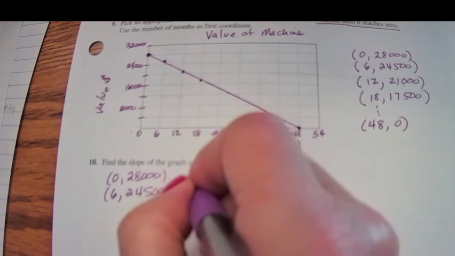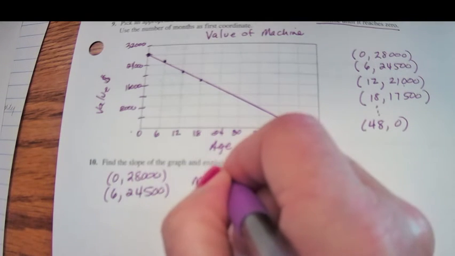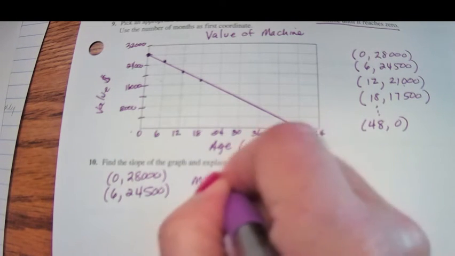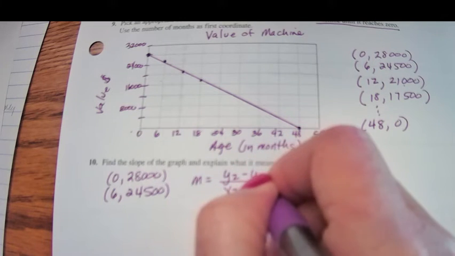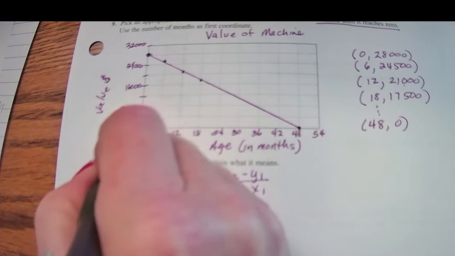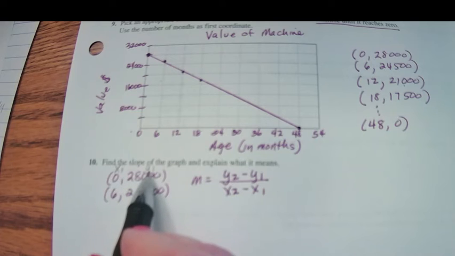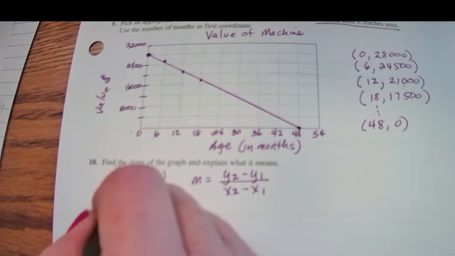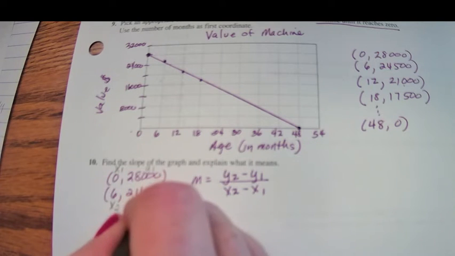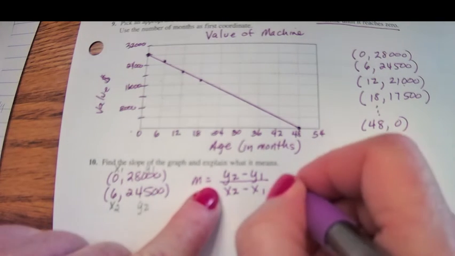And the math uses the letter M for slope. That's going to be y2 minus y1 over x2 minus x1. We would call this the change in the y values over the change in the x values. So we're going to call this x1 and we're going to call this y1. This is the x value of the first point, y value of the first point. This is the x2, y2, the x value of the second point, the y value of the second point. So now we're going to plug in these 4 values.